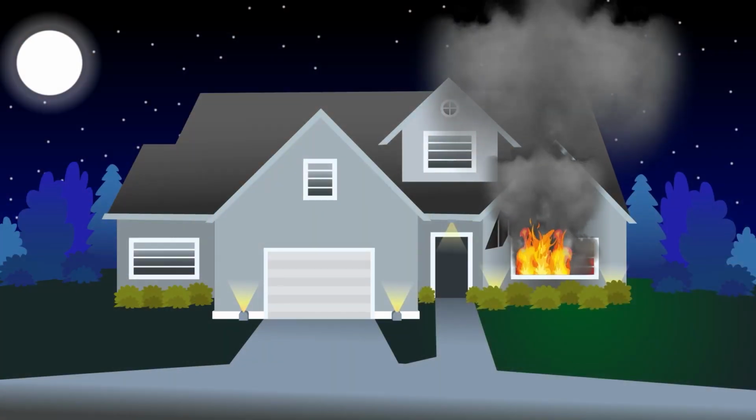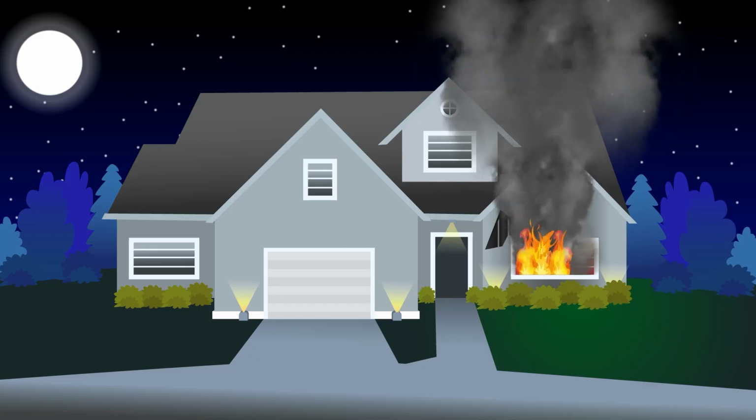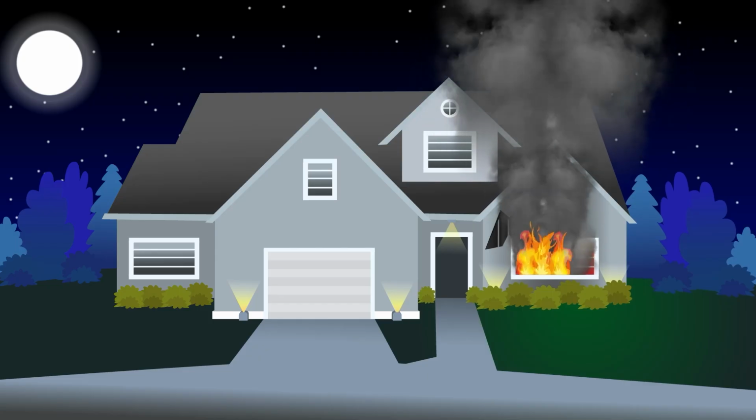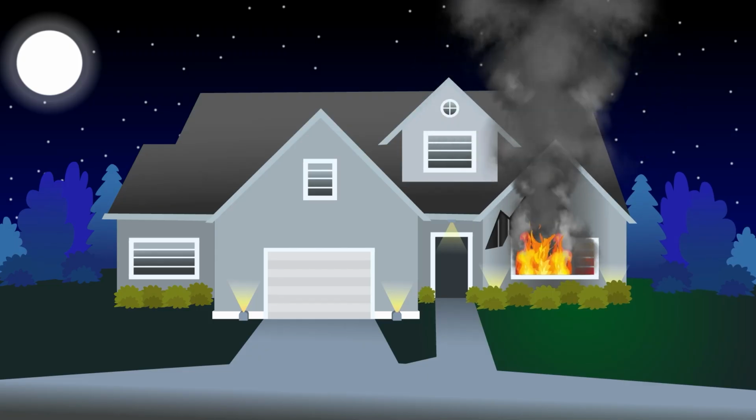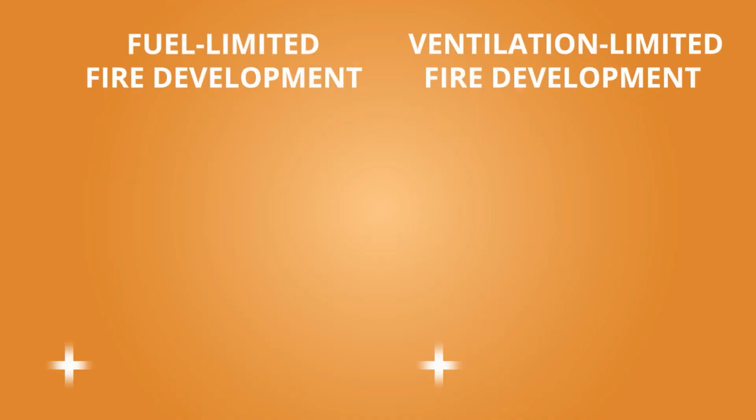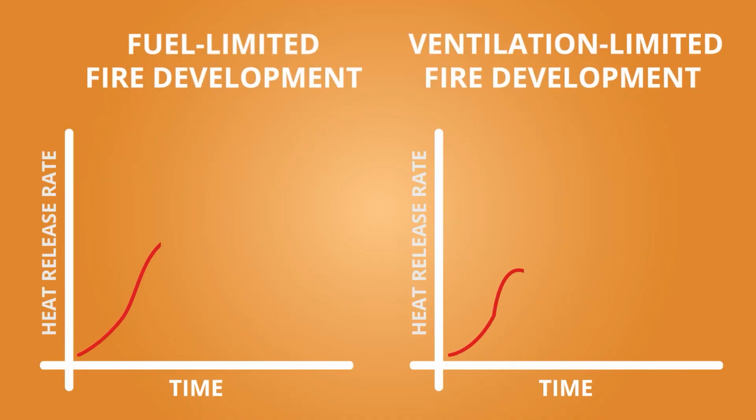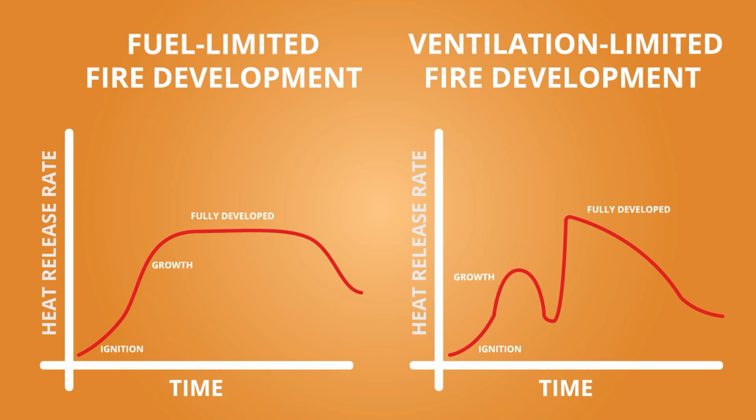To make sound, strategic, and tactical decisions on the fire ground, it is essential to understand how fire grows and develops. There are basic models of fire development: fuel-limited fire development and ventilation-limited fire development. Both models of fire progression are based on 4 stages of fire development: ignition, growth, fully developed, and decay.